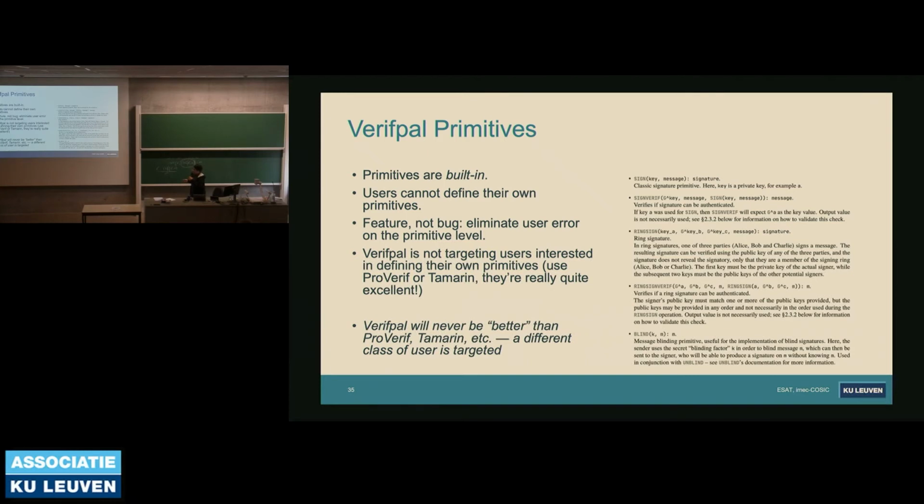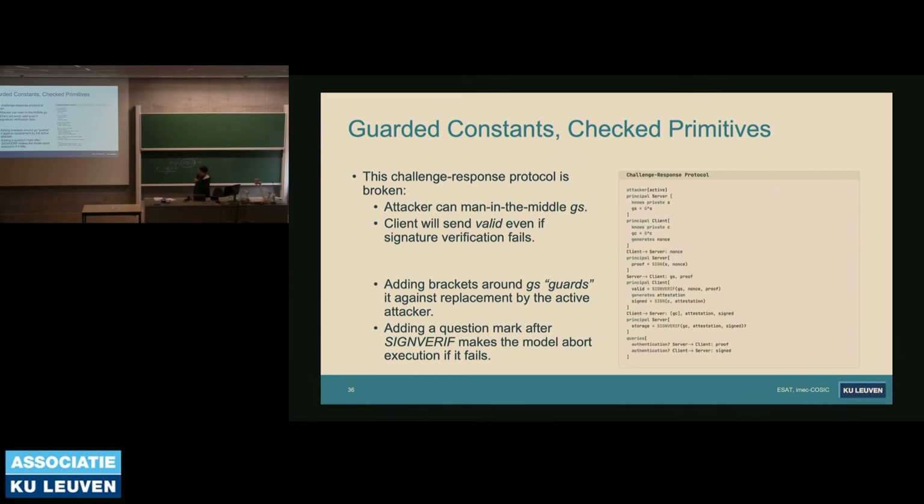It's a feature, not a bug, because we actually want to help people start getting results rather than spend a lot of time in a process that's prone to bugs and kind of counterproductive. So it's never going to be better than the other tools, but it has a different purpose. It has something called checked primitives. So for example, this GC here has brackets around it. This means that the attacker, even if they were active, cannot modify this value. So it's kind of authenticated between the users.